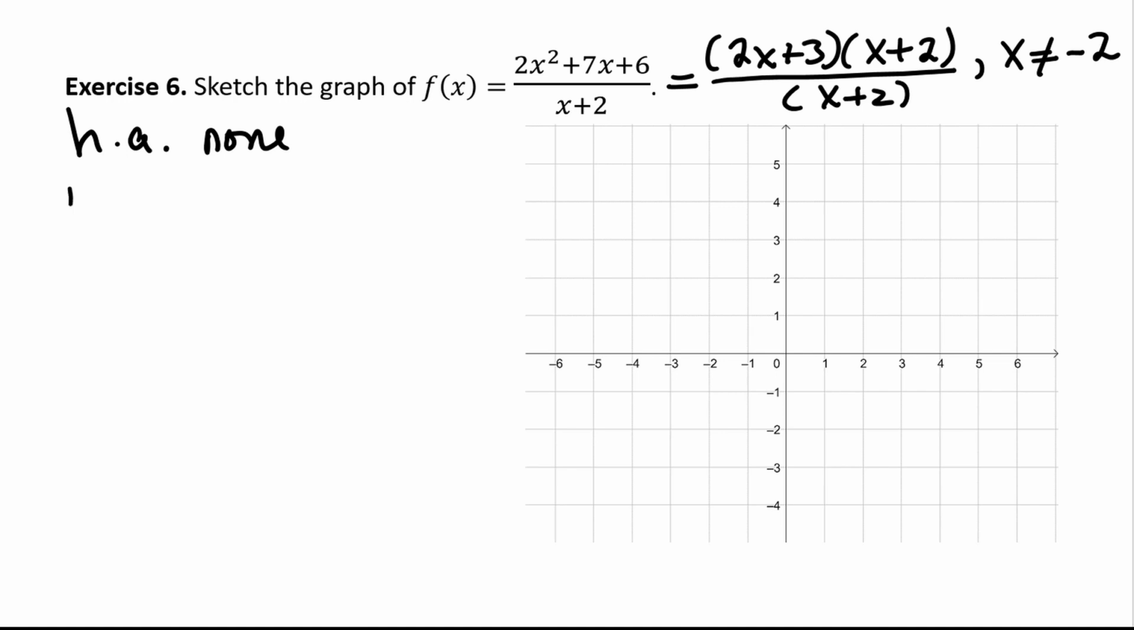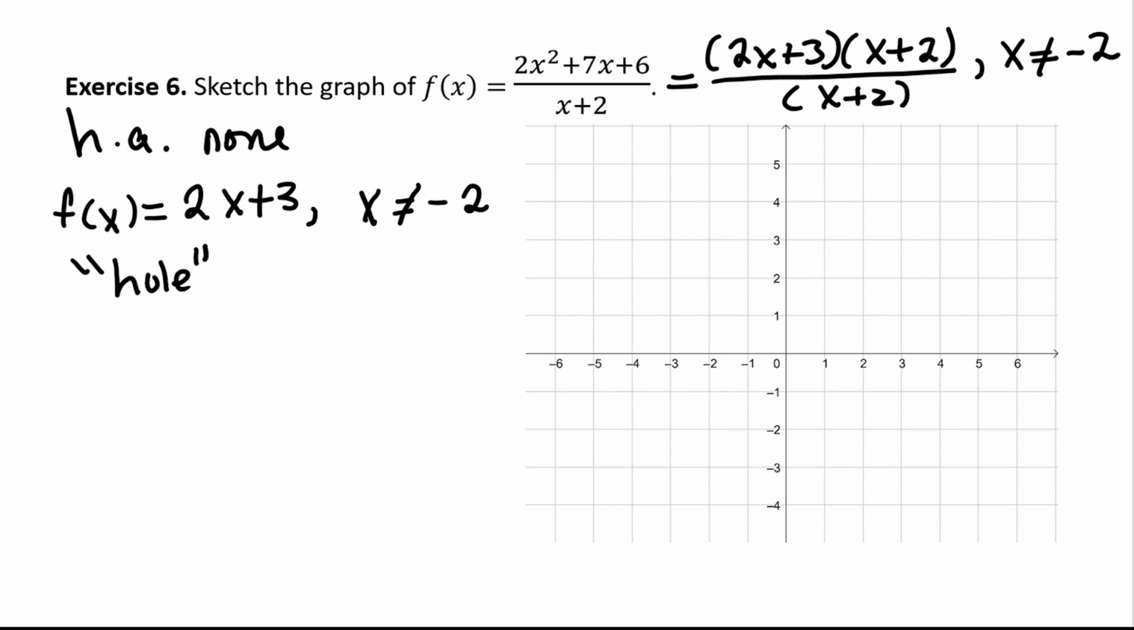So the f of x can be simplified a little bit and written as 2x plus 3, which is just a line, provided that x does not equal negative 2. So we're going to have a hole, an undefined point on the graph where x equals negative 2. Let's find that value in our simplified function.